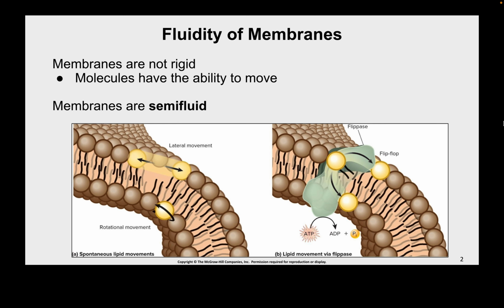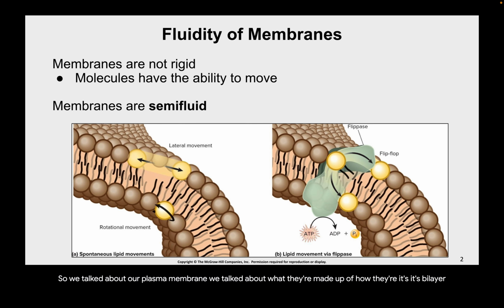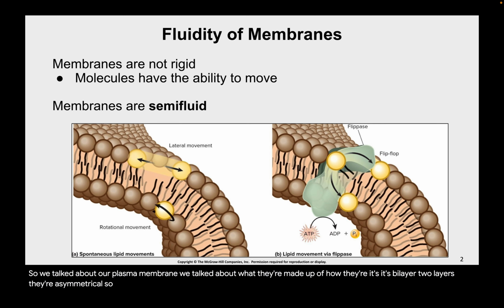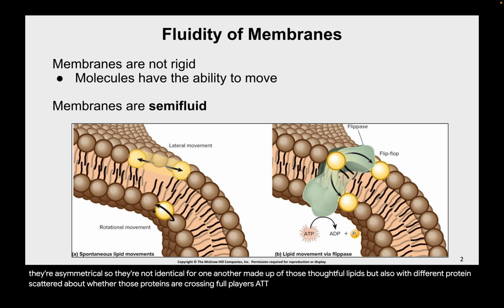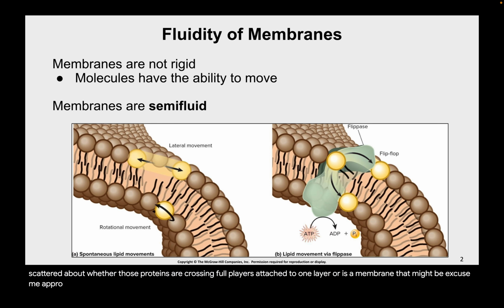All right, so we talked about our plasma membrane, right? We talked about what they're made up of, how it's a bilayer, right? Those two layers, they're asymmetrical, so they're not identical to one another. Made up of those phospholipids, but also with different proteins scattered about. Whether those proteins are crossing both layers, attached to one layer, or, excuse me, a protein that might be attached to another protein that is embedded within the plasma membrane here.